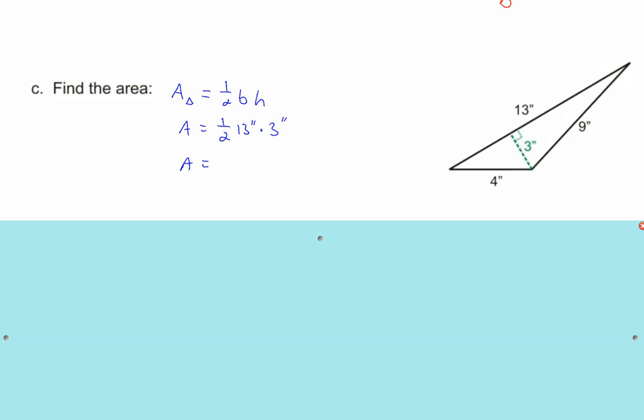So 1/2 times 13 times 3. Most students do 13 times 3 and then divide by 2. If you want to do a 1/2 times 13, calculators today, you can do that. I just do 13 times 3 divided by 2. Class, the answer is 19.5 what? Inches squared.